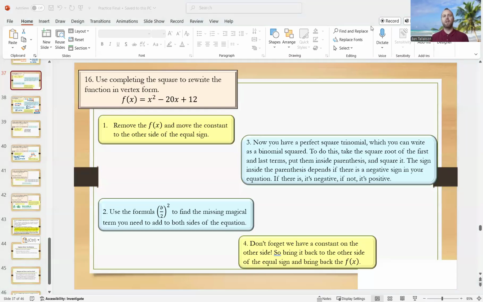The time has come to finish our practice final. Let's do it. Number 16, use completing the square to rewrite the function in vertex form.